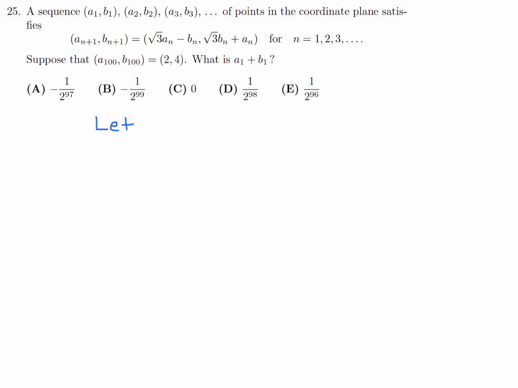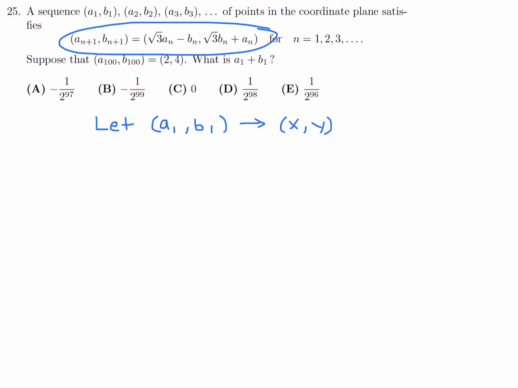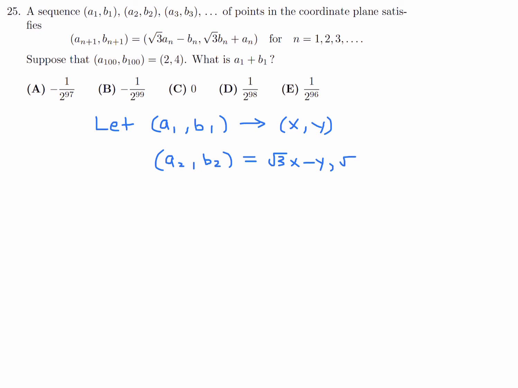We have to start somewhere in this question, so obviously we will start with just a1, b1 and work our way forward. And just for simplicity, I will let a1, b1 just be x and y like that. So entirely using this formula, let's proceed with a2 and b2. I'll leave the algebra up to you. I'll just give you the summary. If you do the algebra, you get the following result: root 3 x minus y, root 3 y plus x.